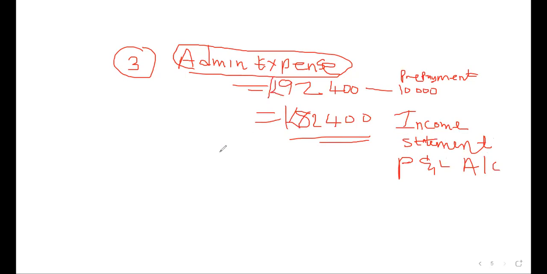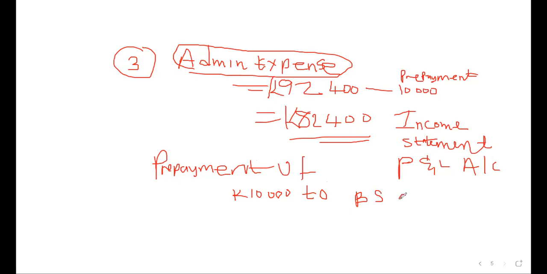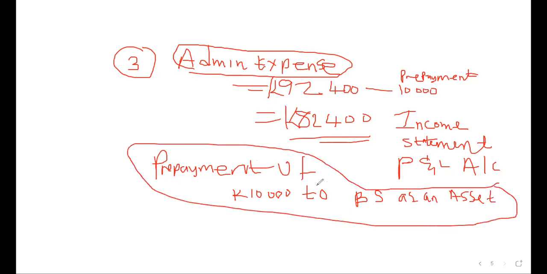Now, what happens to a prepayment? As we are looking at this prepayment of 10,000 kwacha, this one will go to the balance sheet, BS. BS simply means balance sheet, as an asset. So this one will go to the BS as what? As an asset. So this is what goes on as we are looking at this kind of problem. Any prepayment goes to the balance sheet.